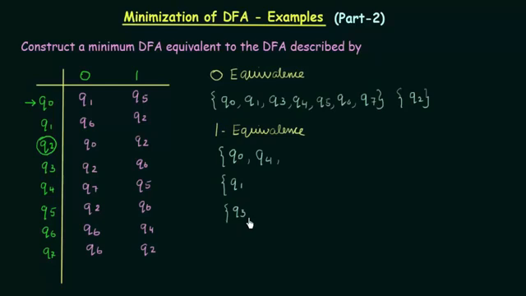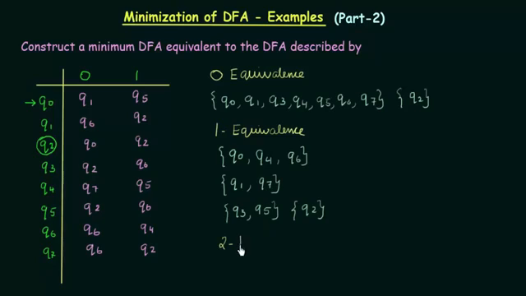Now let me check it with Q3 and Q5. Q3 and Q5 on input 0, they go to Q2, same states, same set, fine. And on input 1, where do they go? Q6, again same states, so it is fine. So we can say that Q3 and Q5 are 1 equivalent to each other. If you check for Q6 and Q7, you can find that Q6 will be 1 equivalent to Q0, Q4, and Q7 will be 1 equivalent with Q1. If you solve this, you can just get this. And the remaining one is Q2, so I'll put it in another set, Q2. This will be what you get if you continue to solve it.